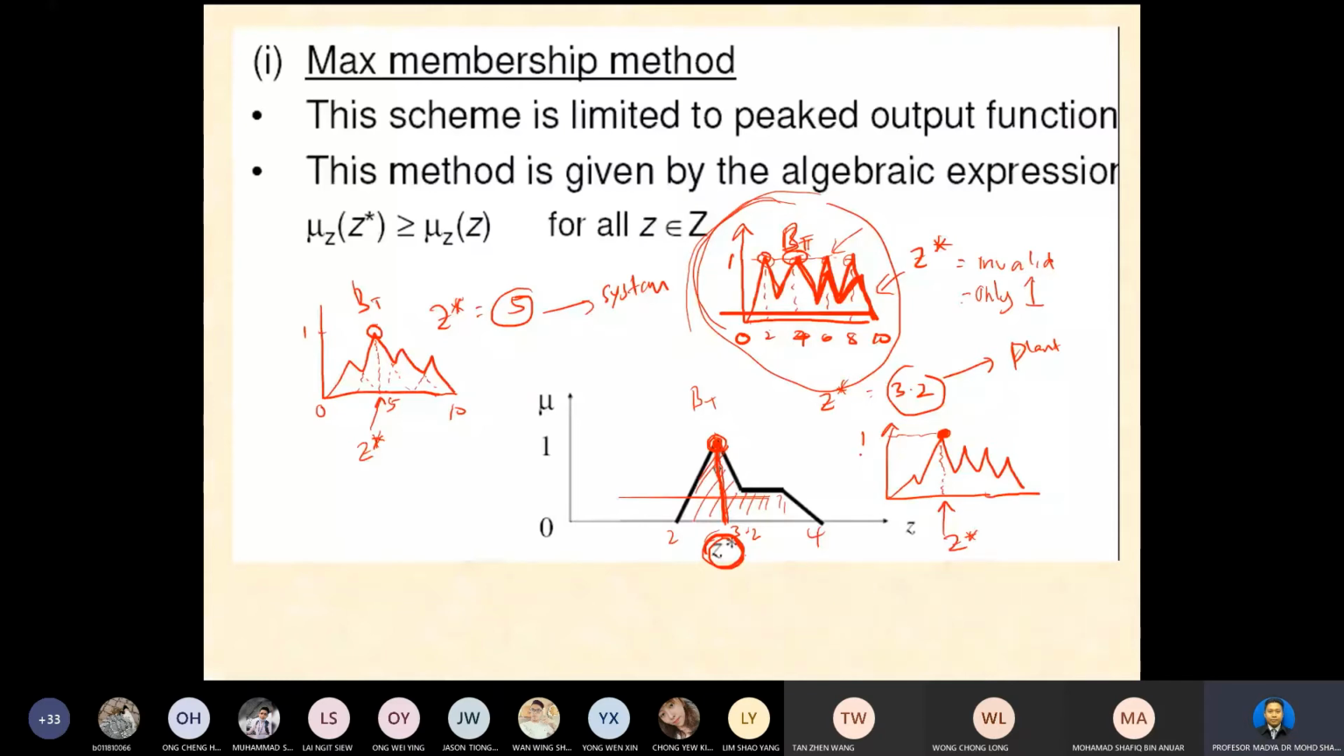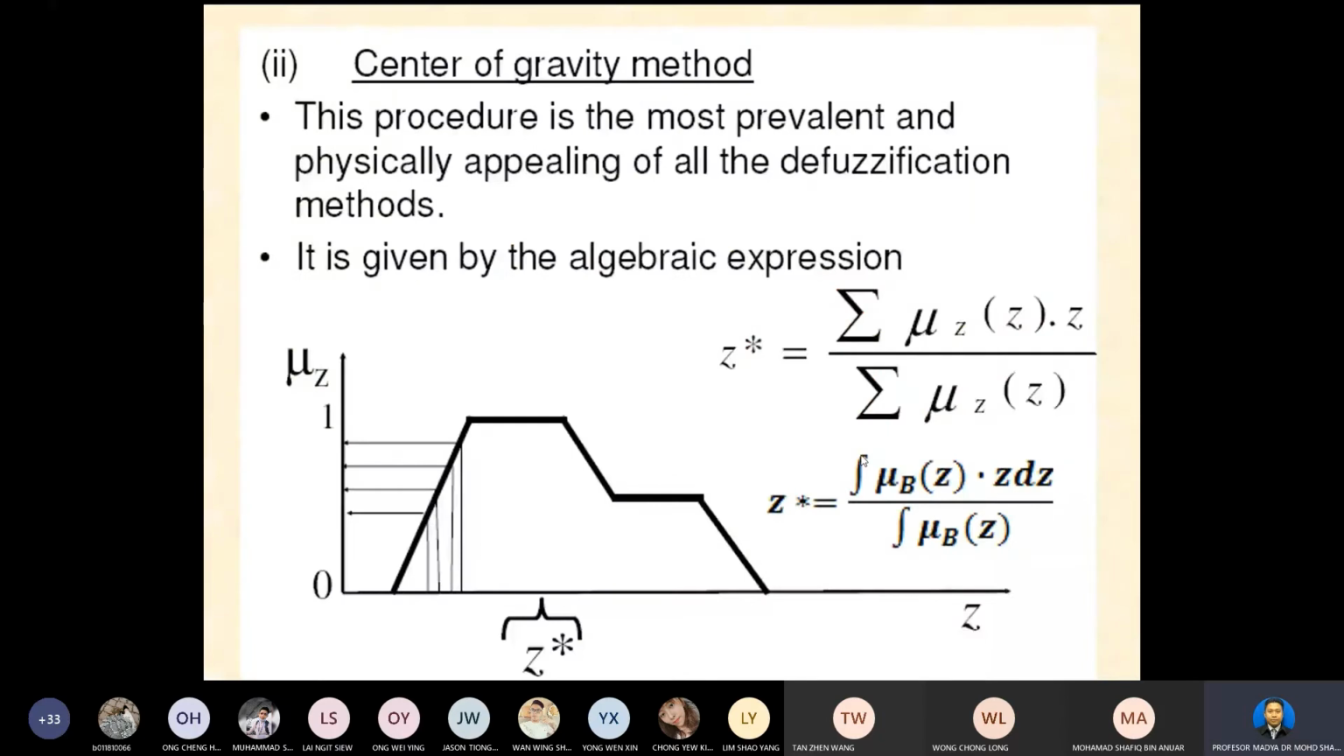Alright, next is the center of gravity, or sometimes we call it the centroid. This procedure is the most prevalent and physically appealing of the defuzzification methods. Normally we use this one, because with the center of gravity we calculate the area under the graph.